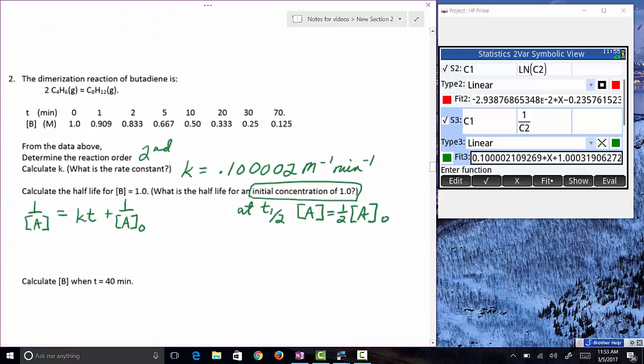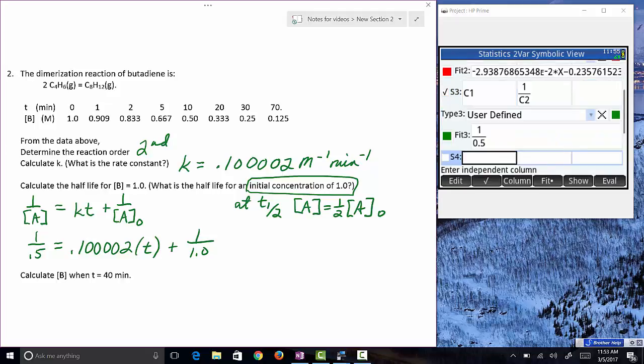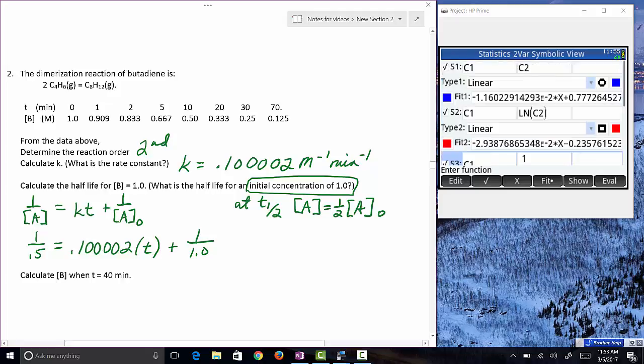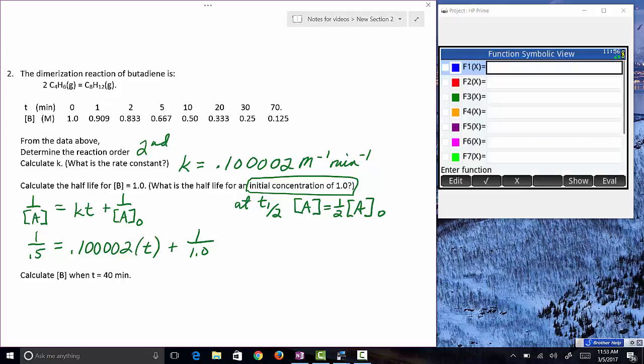Now I'm going to plug in. So 1 over 0.5 is equal to 0.1, plus 1 over A naught, which we said was 1. So solving for my half-life. Let's go back up to my function, and there's my calculator back.